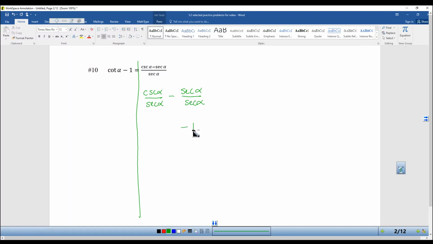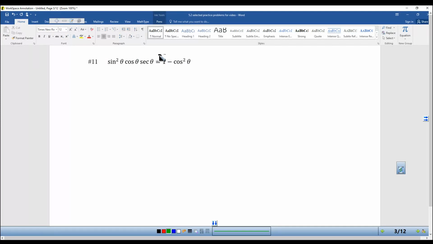This becomes 1. And a cosecant on the top is the same as a sine on the bottom. And a secant on the bottom is the same as a cosine on the top. Those are our reciprocal identities. And then cosine over sine is cotangent of alpha. Remember, I'm just showing you one way to do these. There's lots of variations.